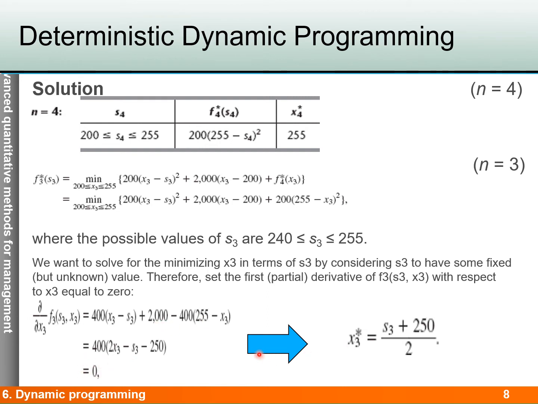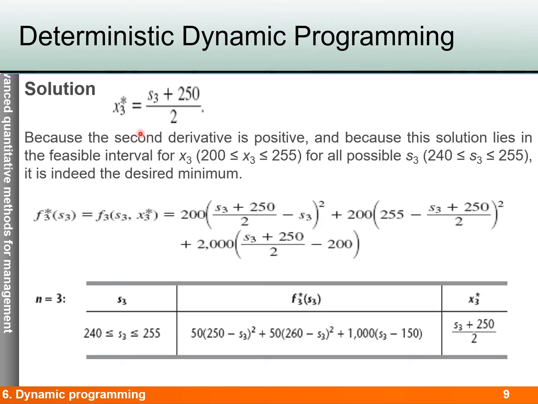If I rearrange these items, I will obtain x3 star equal to s3 plus 250, divided by 2. So as you see here, this is the amount of our x3. With what s3s? With the s3s between 240 and 255, okay? So in the next slide, we'll see what happens in the continuation of this solution.